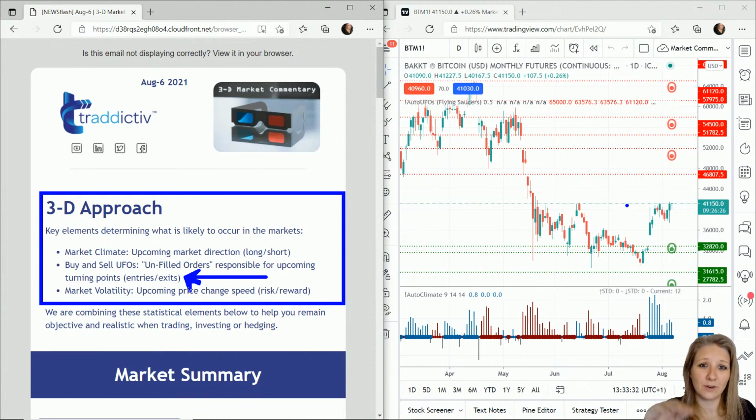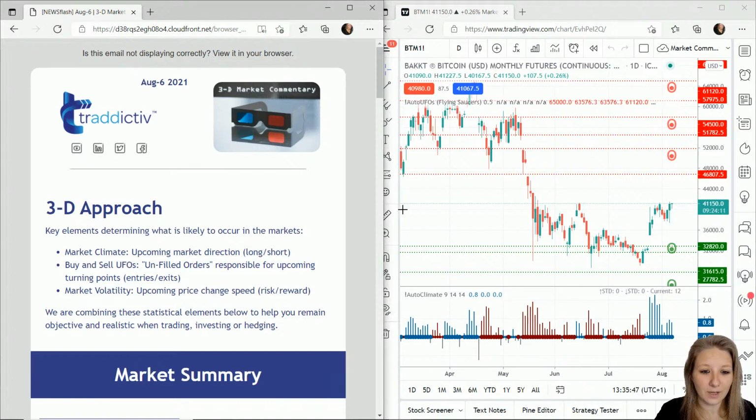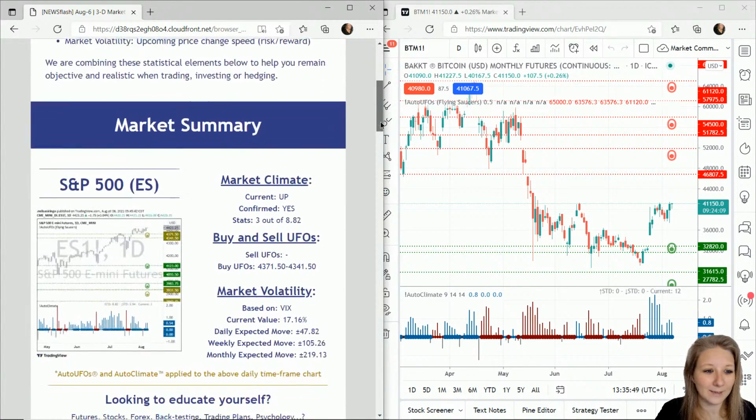That helps us to increase our probability of being right. It also helps us to reduce our risk and to get the most out of the market as well and get a bigger reward. Third thing we want to look at is market volatility. Essentially, how quickly do we expect these markets to move? So let's go on and we'll start with the S&P.